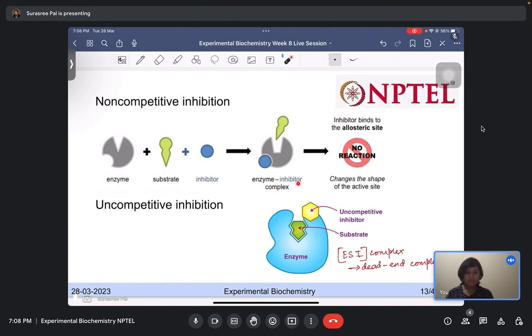So in the allosteric site of the enzyme, the inhibitor binds, and what it does is that it changes the shape of the active site. So it basically induces a conformational change of the active site of the enzyme, right? Because of which now the substrate, so here you will see that this substrate has a complementary shape to the enzyme active site, and this is the allosteric site. So this is active site and this is allosteric site.